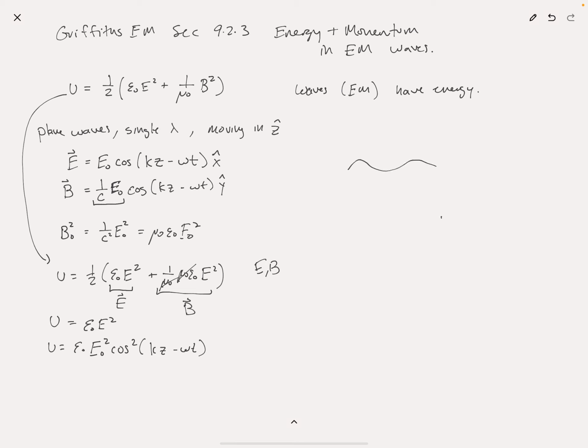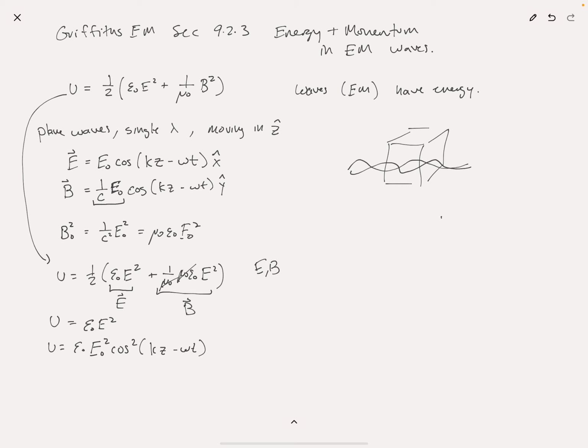Okay. So just to be really clear, this U is an energy density. I have this wave traveling in some space, right? And I take a box and I add up all of the energy within that box, and I divide it by the volume of that box, so energy per unit volume.